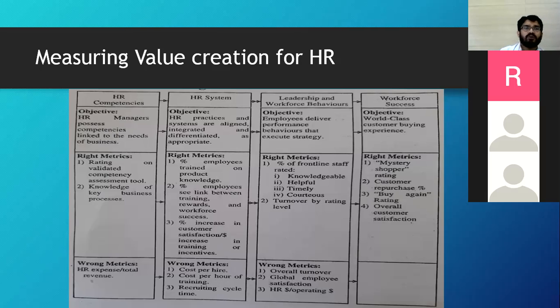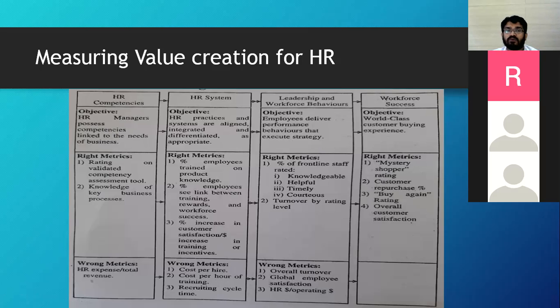Whether they are able to achieve the set goals or objectives or not is measured. Third one is leadership and workforce behavior. So employees deliver performance behaviors that execute strategies. Okay, so how is the behavior of the employee measured over here? Here the behavioral aspects of the employees, or the human resource in the organization, are checked.